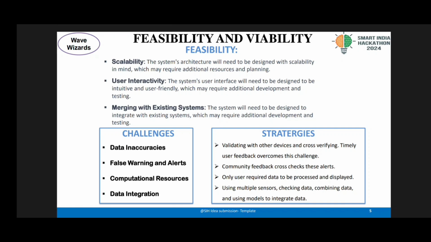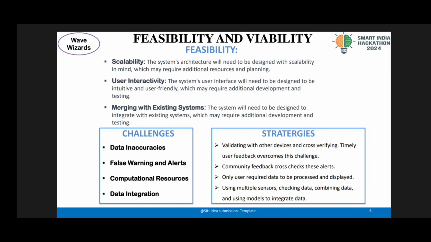Third challenge is computational resources. The system needs a lot of computing power to process all the data and make predictions. So, data efficiency. The system should only process and display the data that's truly necessary. The fourth challenge is data integration. Combining data from different sources can really be tricky. So, data fusion, like using multiple sensors, checking data, combining information, and using models can help make data more reliable.